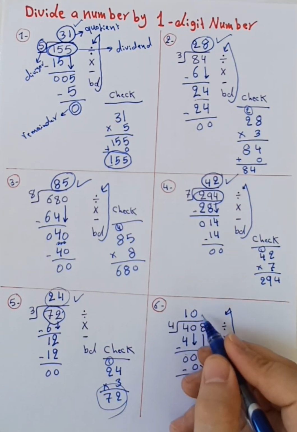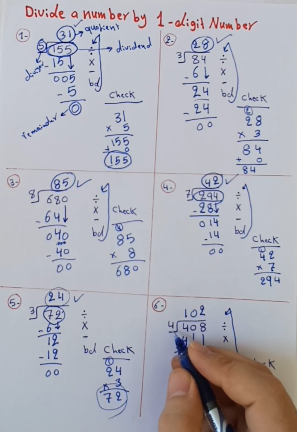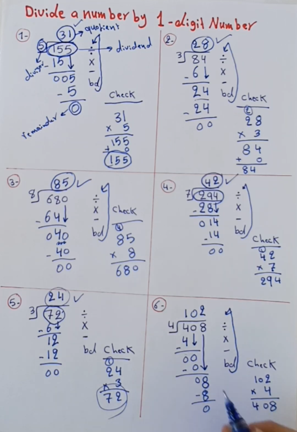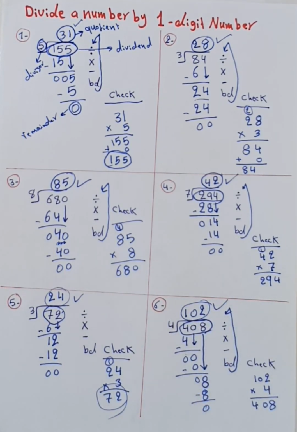8 divided by 4 is 2. 2 times 4 equal to 8. 8 minus 8 is 0. So the quotient is 102. For check step, you have to multiply 4 by 102. 4 times 2 is 8. And 4 times 0 is 0. 4 times 1 is 4. 408 plus the remainder 0 equal to 408. And then the dividend is 408. It means our quotient is correct.